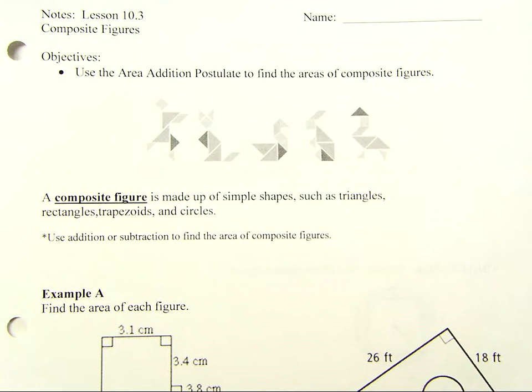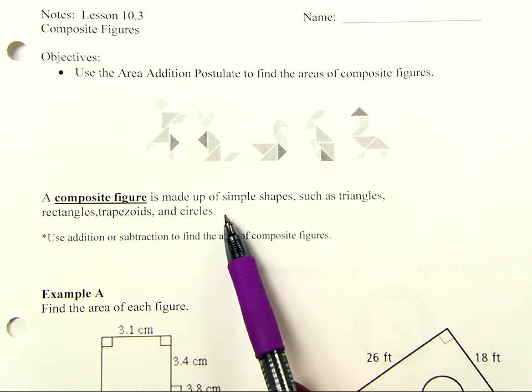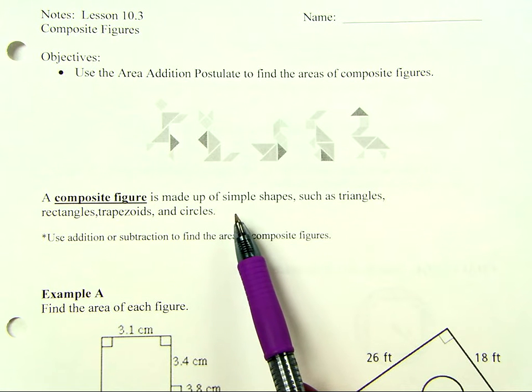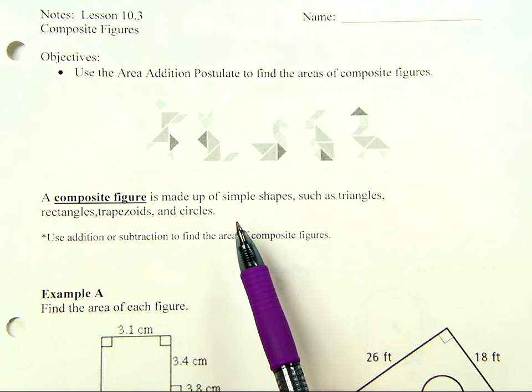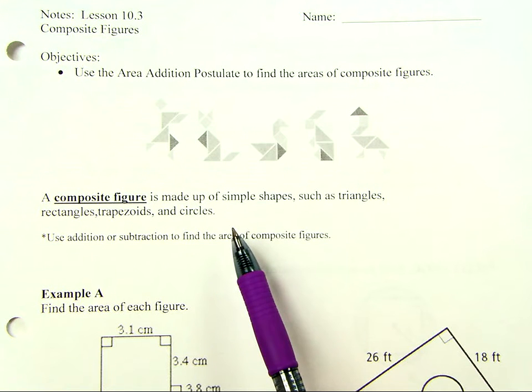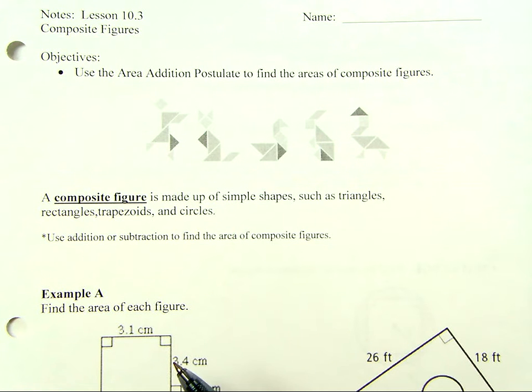In lesson 10.3, we're going to be talking about composite figures and finding the area of a composite figure. Here, the definition says a composite figure is made up of simple shapes such as triangles, rectangles, trapezoids, and circles. We know that something composite means made up of more than one, so it's a combination. We're also going to be talking about a couple other area topics.